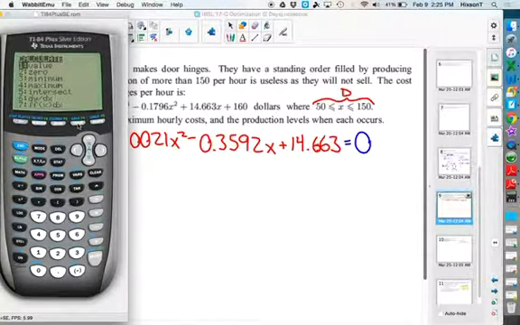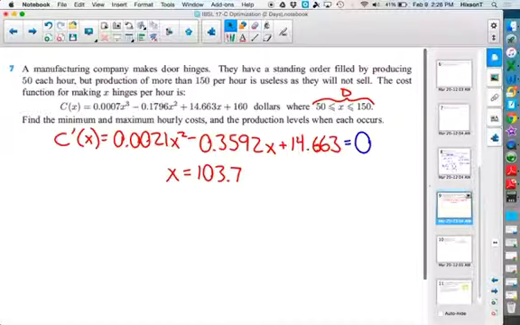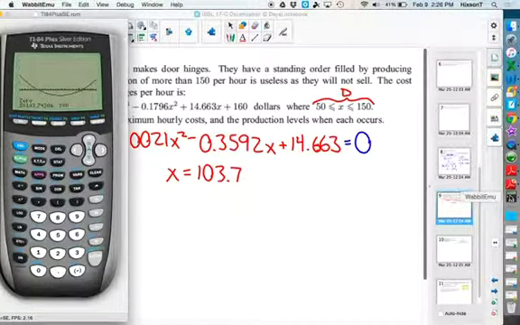So second calculate, number 2 is my zero. Left bound is there, right bound is going to be there, and then a guess. Okay, so I know one of them is at x equals 103.7. And then I've got to do the same thing to find my other zero. Let's get over here. Oh, come on.